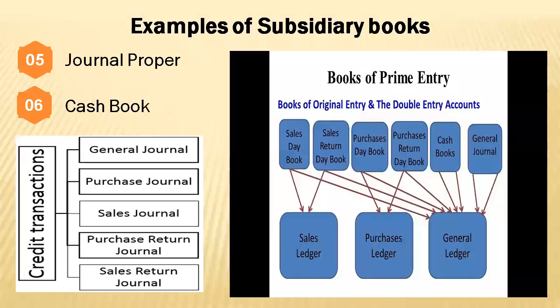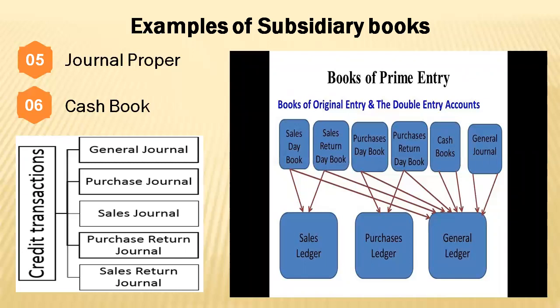Then we now have the journal proper, or the general journal. The general journal or the journal proper is used to record any other transaction that cannot be conveniently recorded in the other books of accounts. That means it does not meet the requirements of sales, purchases, returns inward, returns outward, or the cash book. It will be recorded in the general journal.